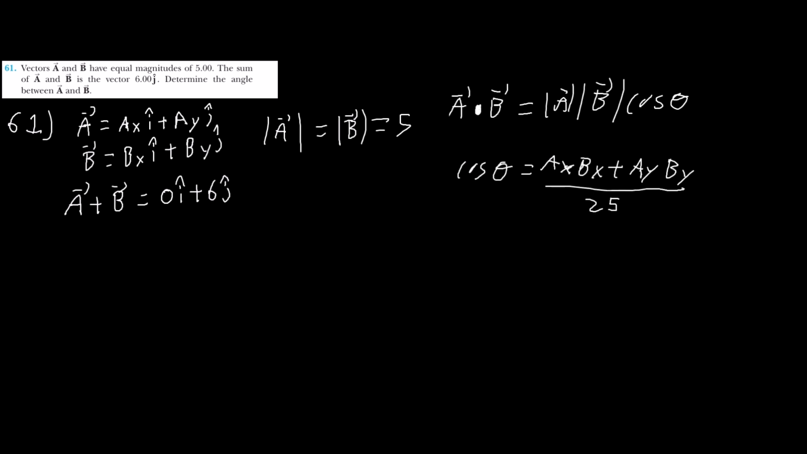All right, folks. So let's solve this. So this is going to be AX plus BX, which is going to be 0. And we're using this other equation, or this vector, to write this: AY plus BY is going to be 6. So these are the values that we're going to be looking for. So 0 and 6.